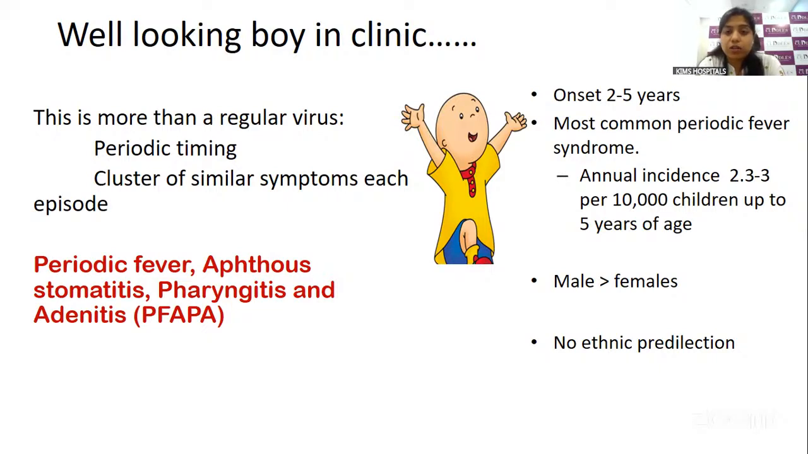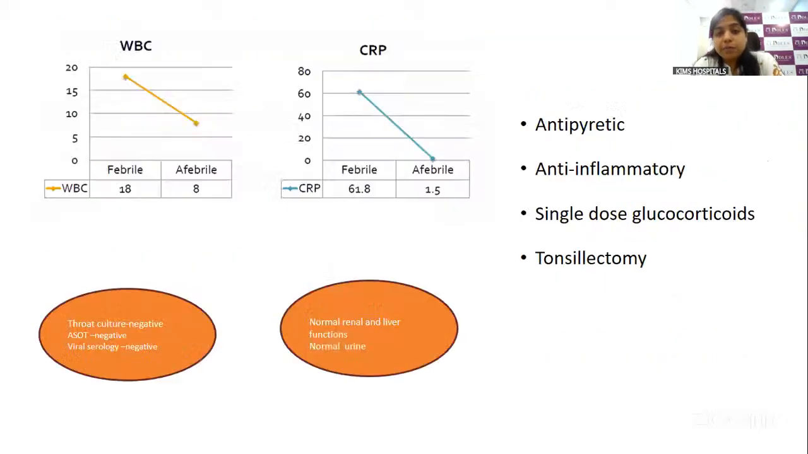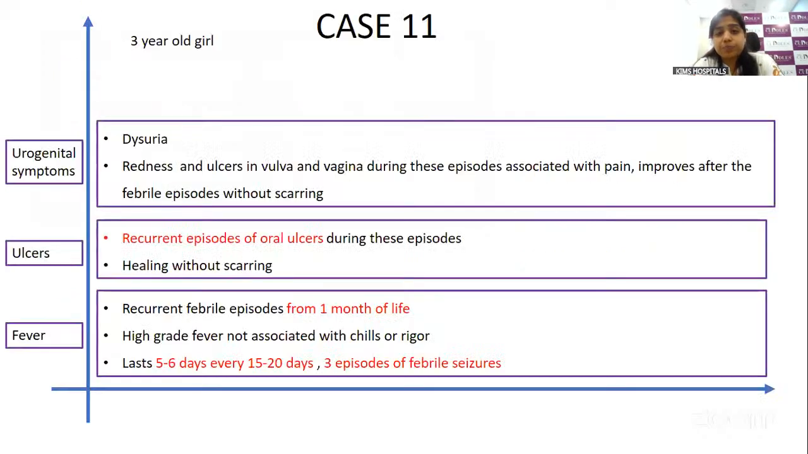This is one of the common autoinflammatory disorders. It is generally seen around 2 to 5 years of age, males are more commonly involved compared to females, and they respond briskly to steroids. On investigation, during the febrile illness the child will have neutrophilic leukocytosis with high TLC, but during the afebrile period the TLC will drop down, and the CRP and ESR will drop down. They respond well to anti-inflammatory drugs or a single dose of steroids, and tonsillectomy will help in these children.